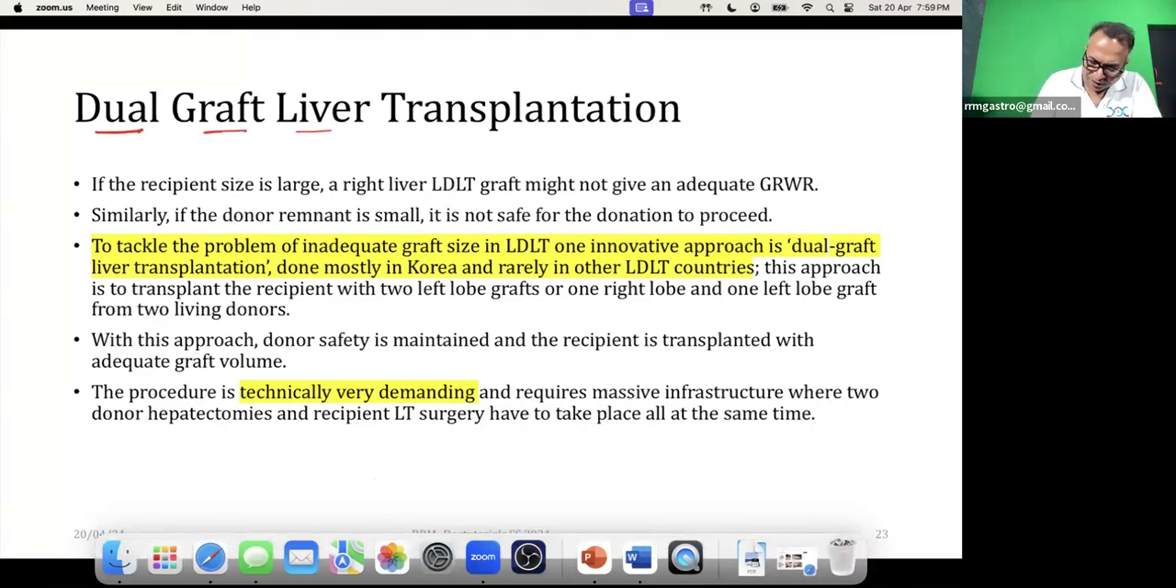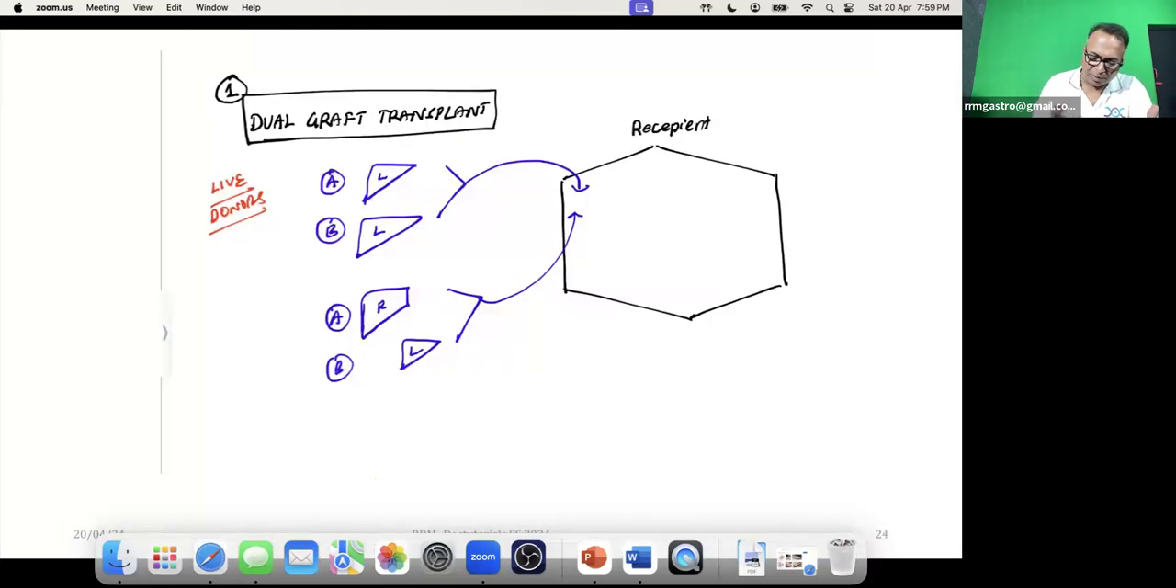Dual graft liver transplant. What is this dual graft liver transplant? This picture will make you understand. This picture is explaining that this recipient is a bulk recipient, a big fellow, overweight. Remember like that. He is an overweight, bulk or big person.